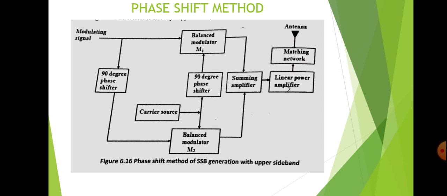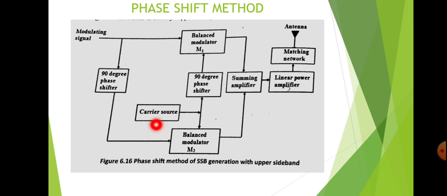And next we can go to the second method, that is the phase shift method. First of all, let us see the phase shift method block diagram. We know that this method is used for SSB generation purpose. First of all there will be a modulating signal and we need a carrier signal for modulation. So we are using a carrier source here.